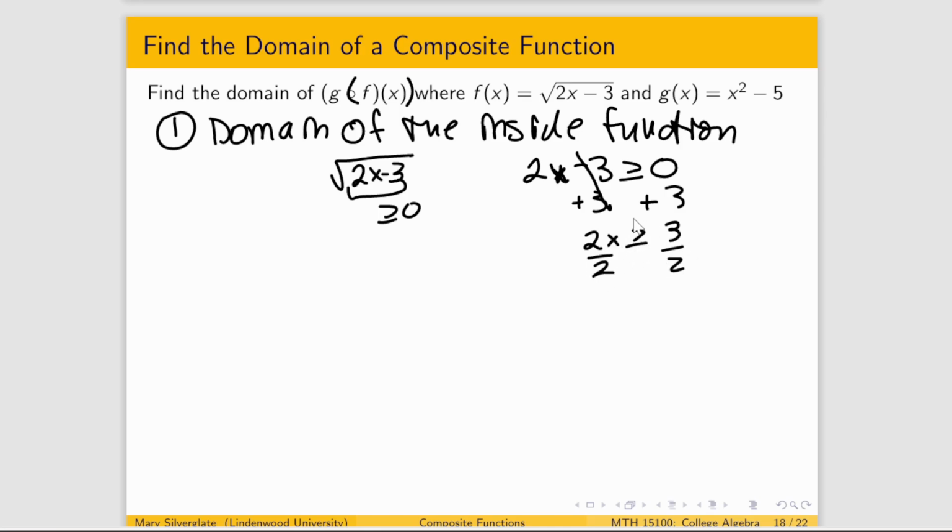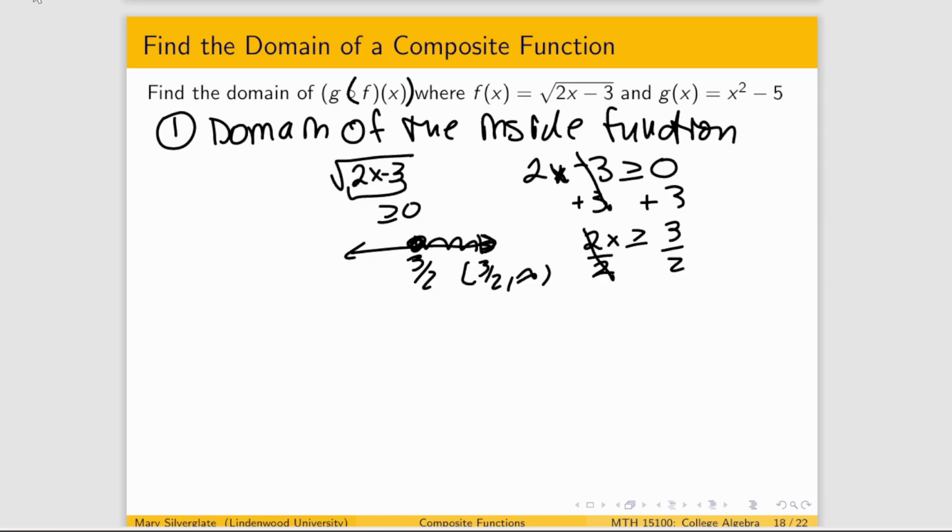Do I need to flip around the inequality? In this case, I do not, because I'm dividing by a positive. Had I divided by a negative, I would have had to worry about that. So x has to be bigger than or equal to 3/2. If I wanted to note that in interval notation, that would be 3/2 closed circle all the way out to positive infinity. So for the inside function, we're talking 3/2 to infinity.